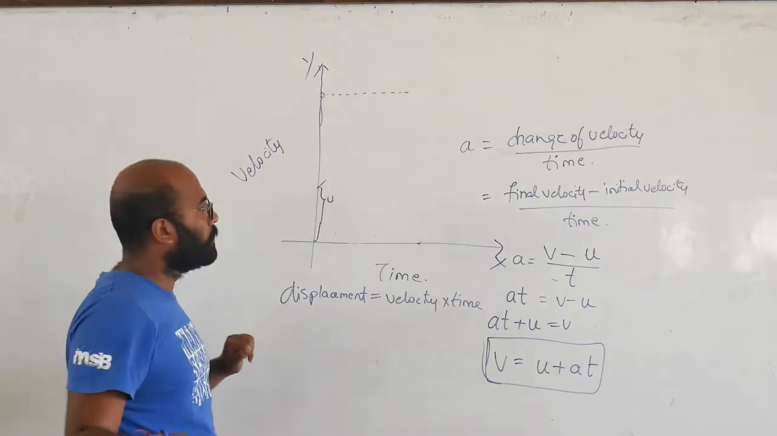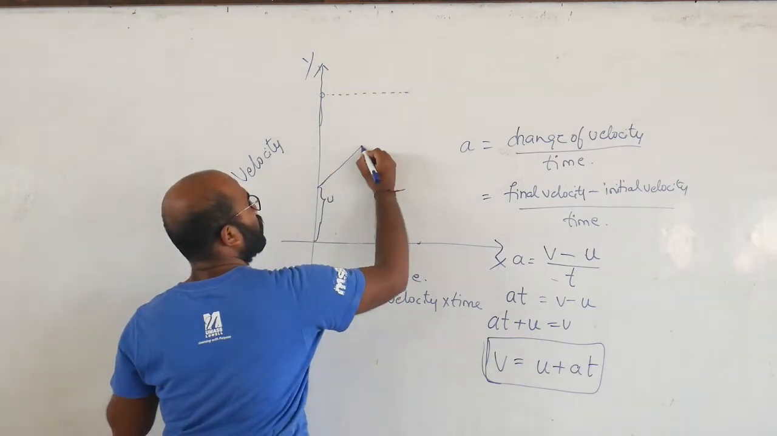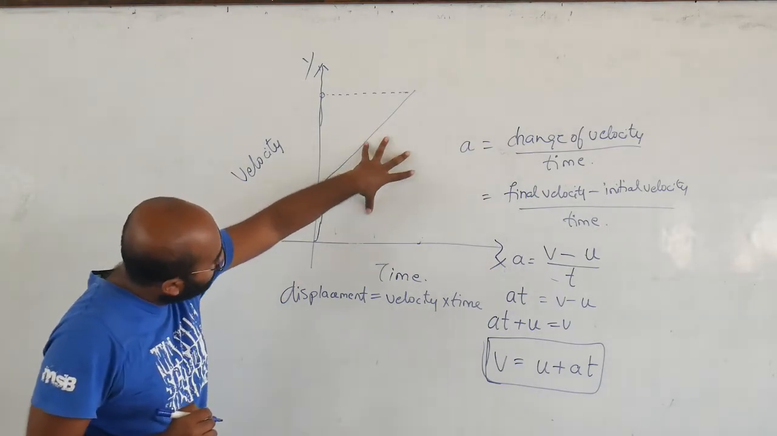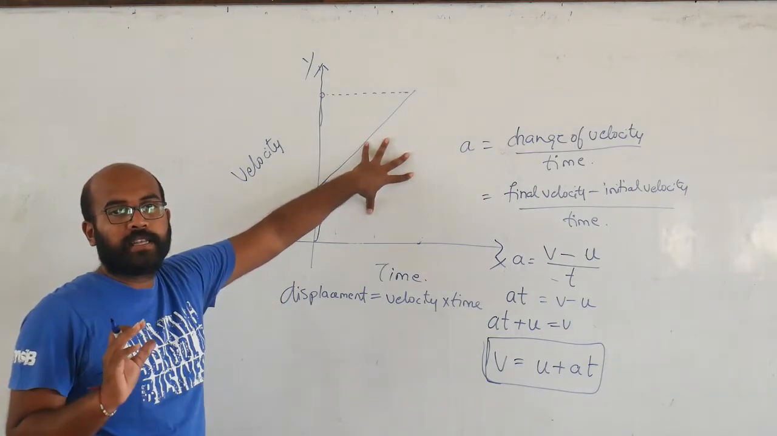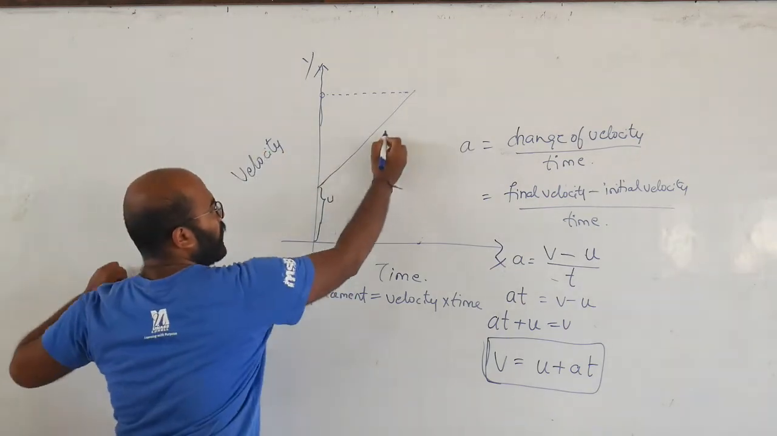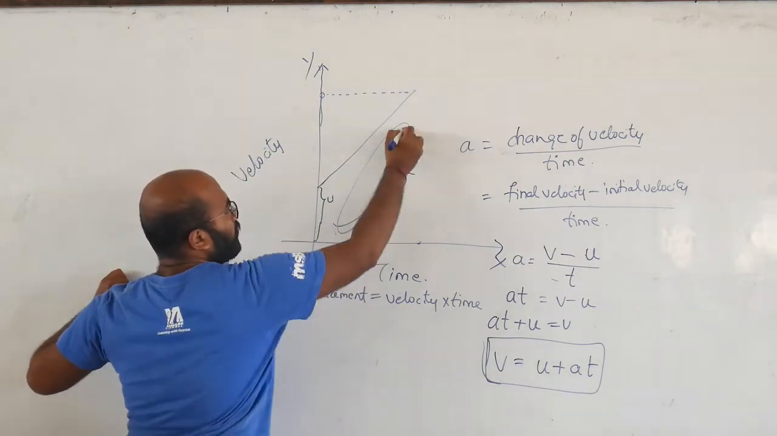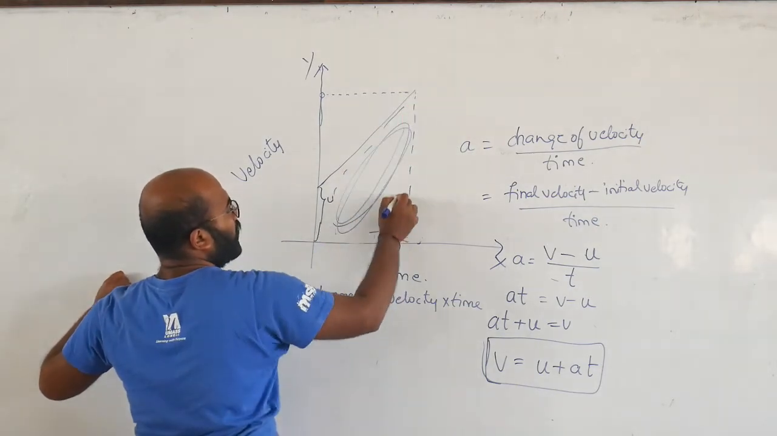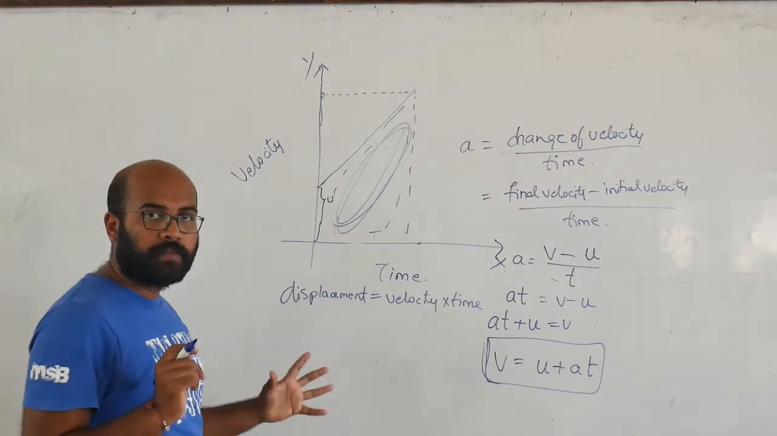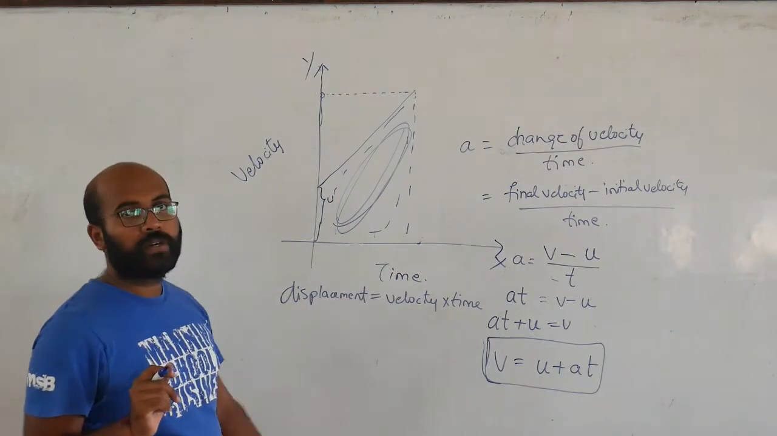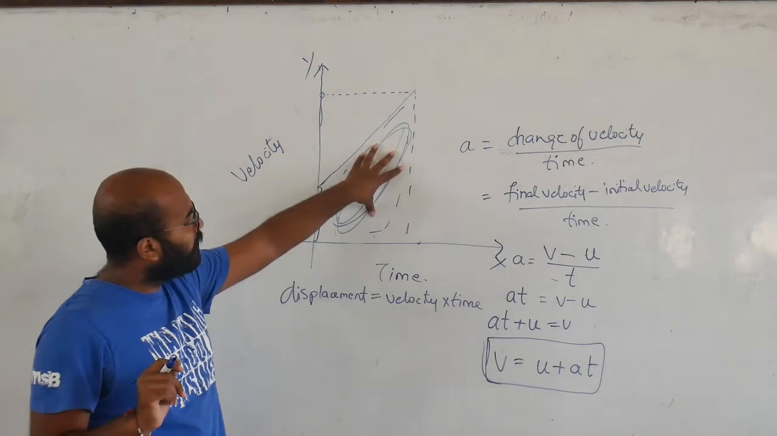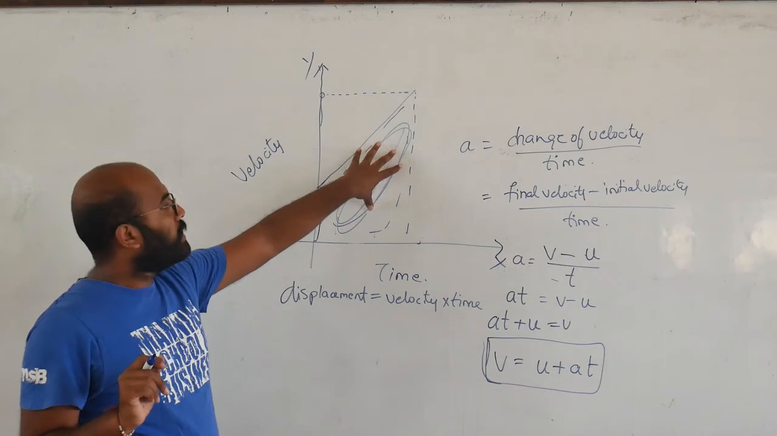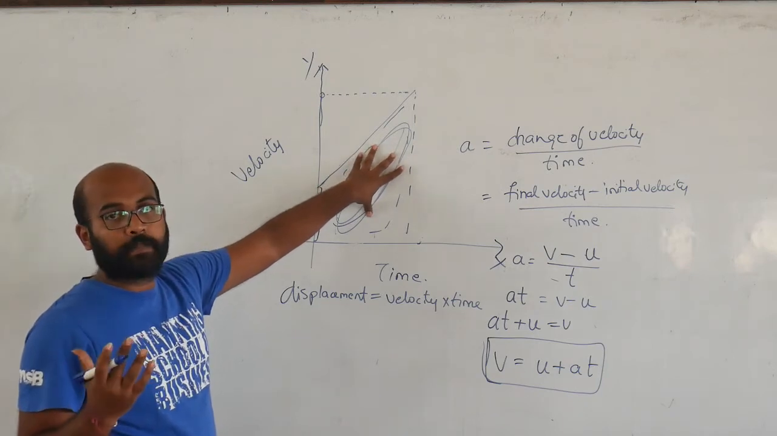So let's draw. This is the graph, and the area under this graph is nothing but displacement. So I need to find this entire area. This entire area gives me displacement. So how do I find this area? If you observe, this is like a trapezium.